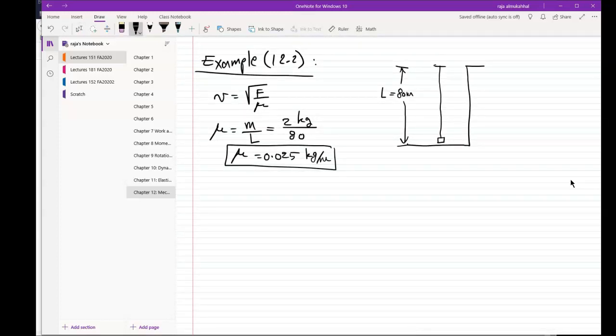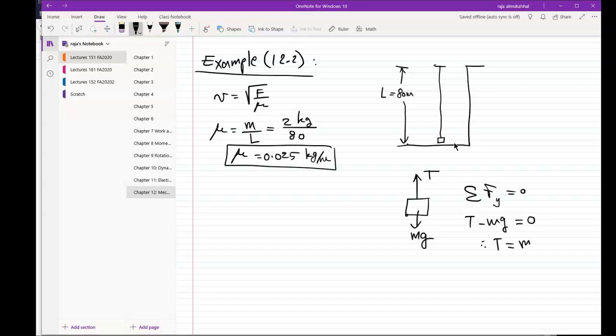Before I find the velocity, let me look at the box and the rope right here, and I'm going to draw it as a free body diagram. Here is the box, and here is the rope. So there is a tension T, and then there is mg. So the sum of the forces in the y direction equals 0. The rope is not moving, right? So I have T minus mg equals 0. Therefore, the tension T is equal to mg, or F, as we call it in the formula. The tension is equal to mg.